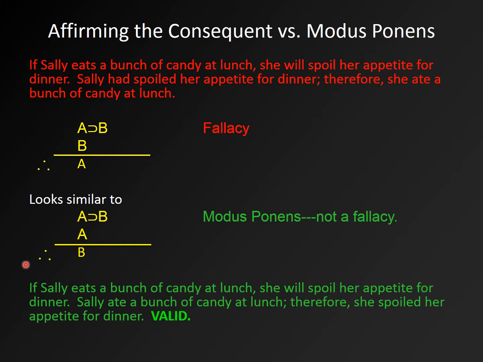So if we wanted to make it not a fallacy, we would have to say something like, if Sally eats a bunch of candy at lunch, she will spoil her appetite for dinner. Sally did eat a bunch of candy at lunch, therefore she spoiled her appetite for dinner. Makes a lot more sense that way.